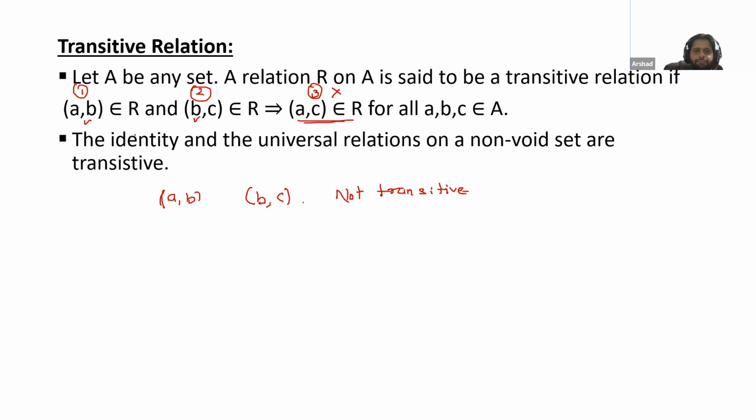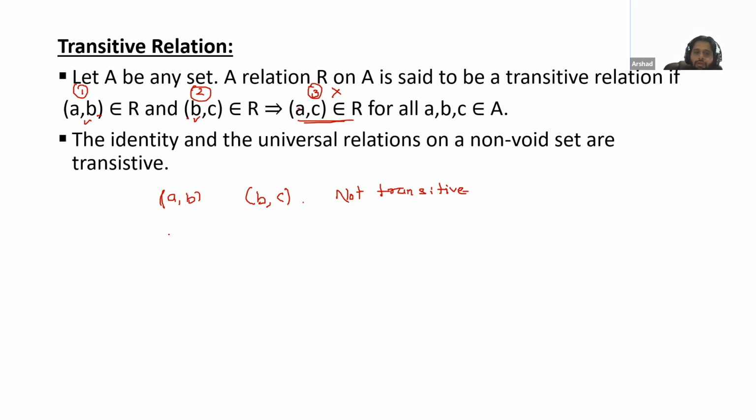So when first and second are present and third is not present, then we will say that this is not transitive. I hope these two points are clear. We say it is transitive when first, second, and third are present. We say it is not transitive when first and second are present and third is not present.